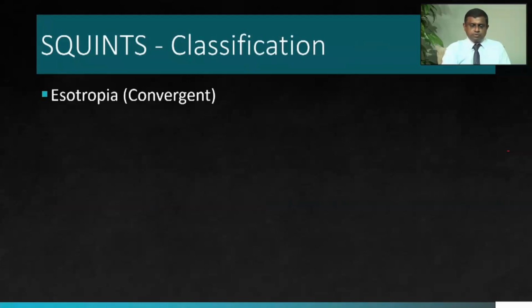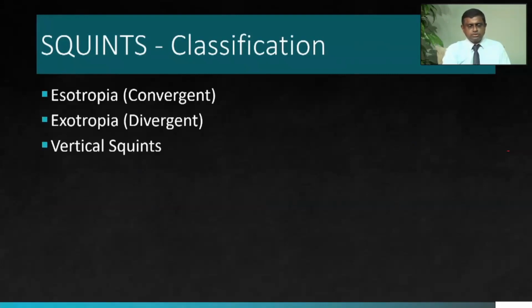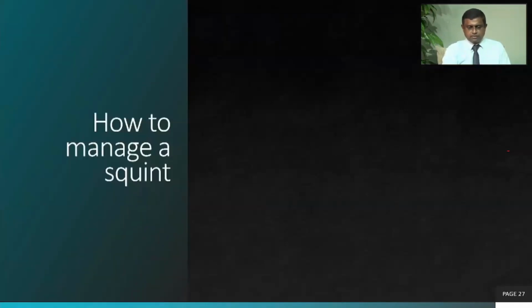There are so many types of squints. Esotropia is a convergent squint. Exotropia is a divergent squint. Then there are vertical squints, and there are paralytic squints as well. I didn't include them in this classification.